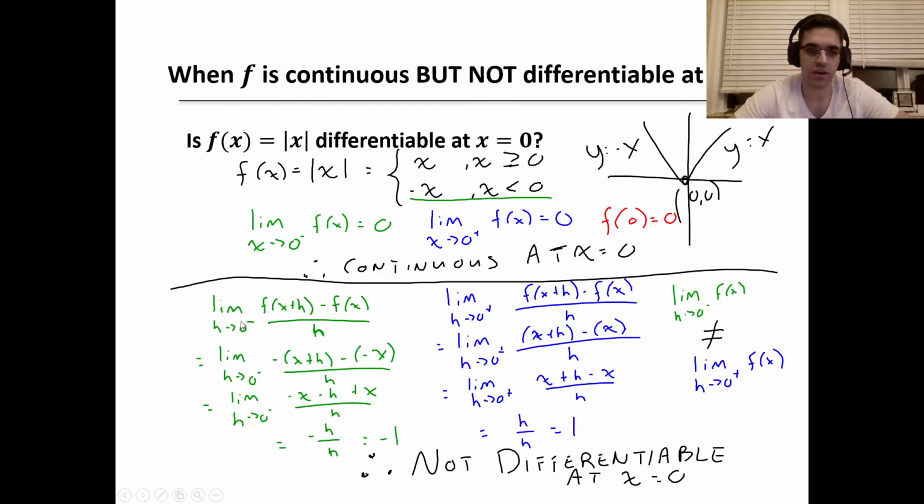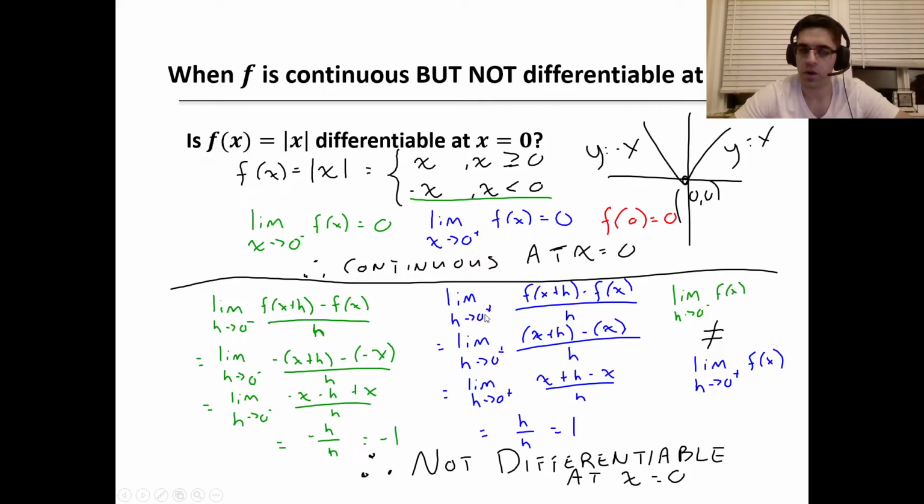Now if we look at our definition for derivatives, as h approaches 0 from the left, we'd be plugging in our -x into our function. We have negative (x plus h) minus negative x, all over h. We can simplify this by distributing that negative sign. The negative x and the positive x cancel out, and we're left with negative h over h, which is -1.